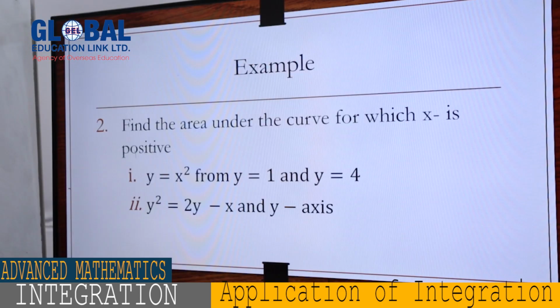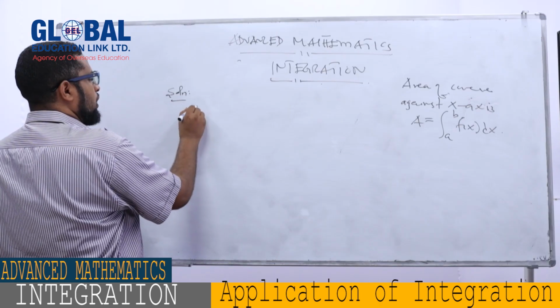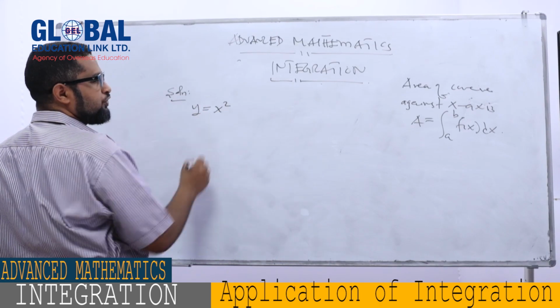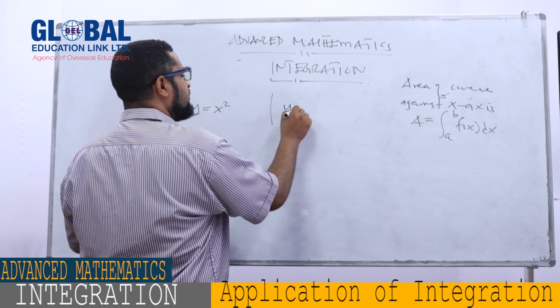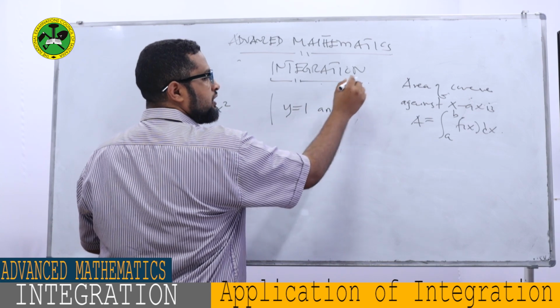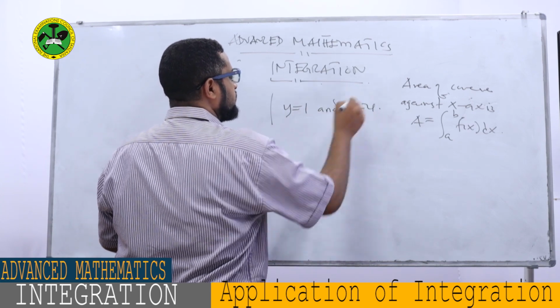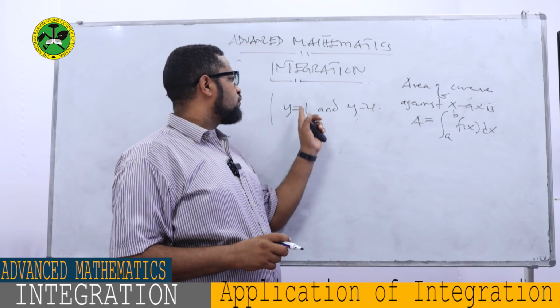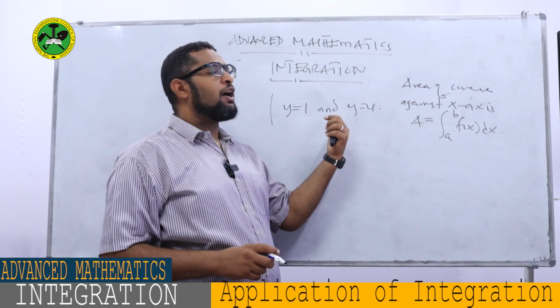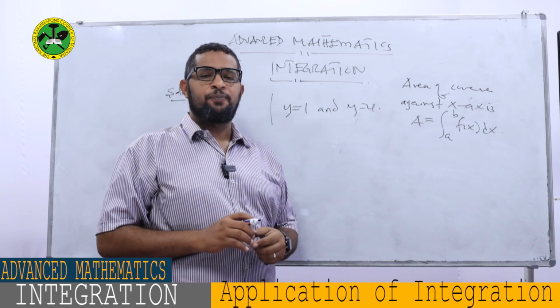Example number 2. Find the area under the curve for which x is positive. So solution, we have y equal to x squared, and we are given from y is equal to 1 and y equal to 4. If you see that you are given y equal to 1 and y equal to 4, these are the values of the limit on the vertical axis.